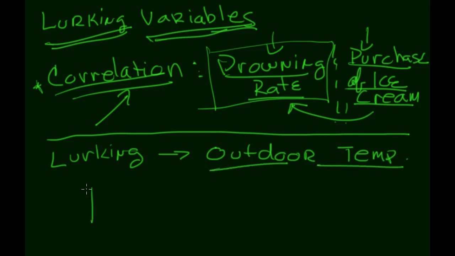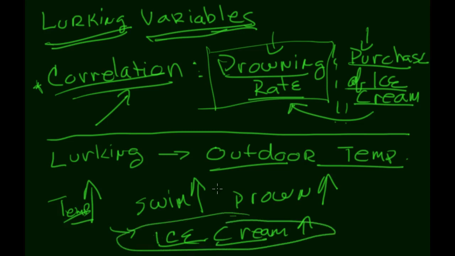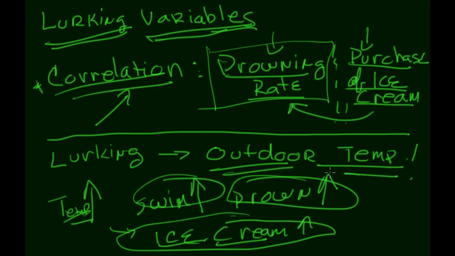Because if the outdoor temperature goes up, the number of people swimming also goes up, which means there are more people who are risking drowning, so that would go up. Likewise, as the temperature goes up, it is likely that more people will buy ice cream because it's hot, and ice cream is something that's cold, and you like to have cold things on a hot day. So the temperature going up could cause both a spike in ice cream sales and a spike in drowning because more people are swimming. So the lurking variable here would be the outdoor temperature.